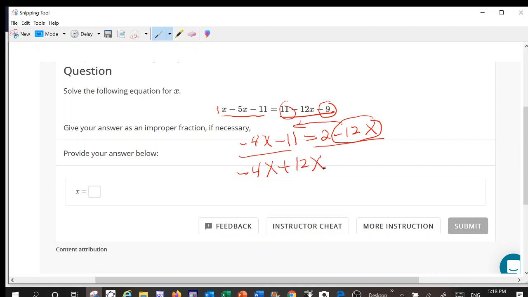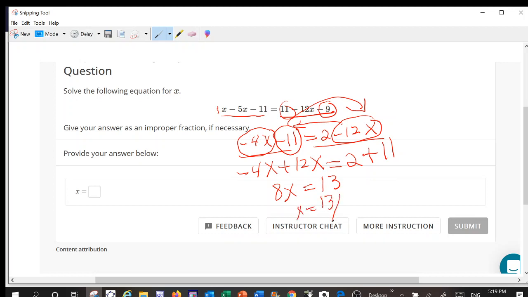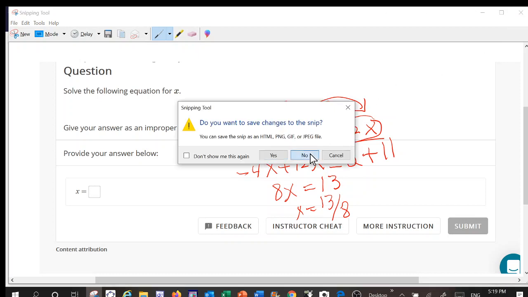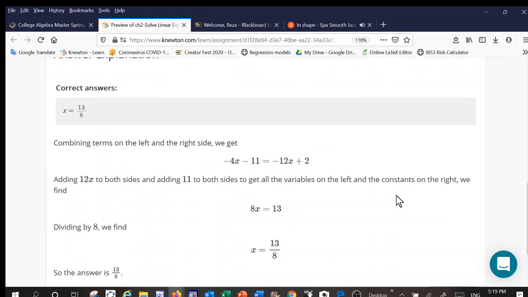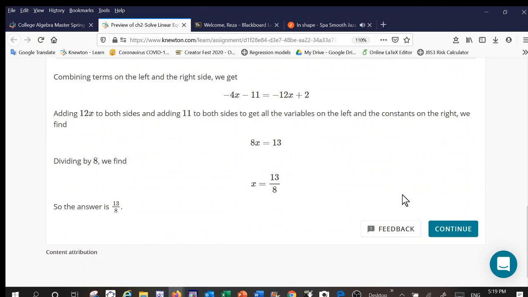So I write negative 4x, keep that, bring this negative 12x to the left and make it plus 12x, right? And here I have a 2, and then minus 11 comes to this side, becomes plus 11. Now, on the left I have 12x plus negative 4x, which is 8x, and I have 13 on the right. So x is 13 over 8. So that is the answer. 13 over 8. And you can see in the answer explanation as well.